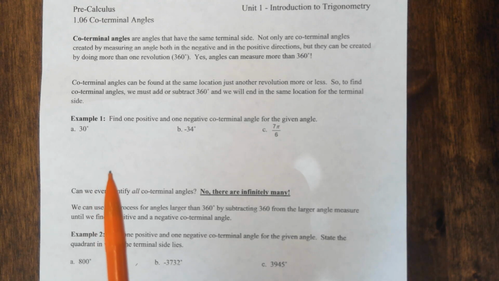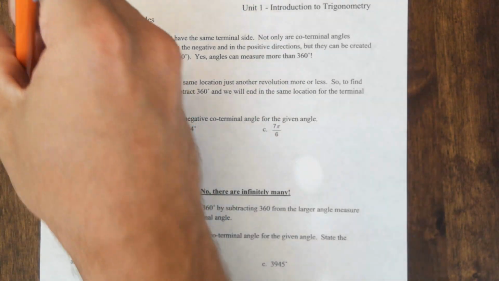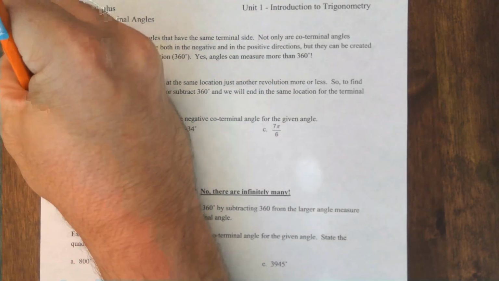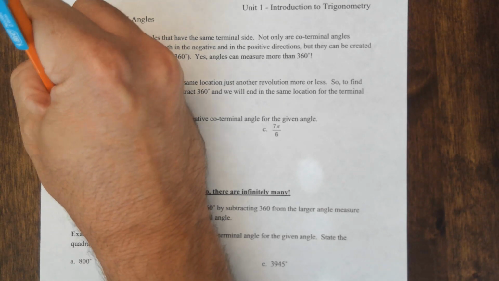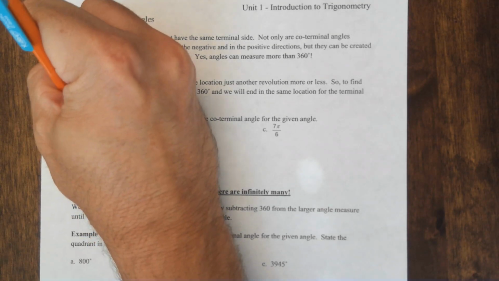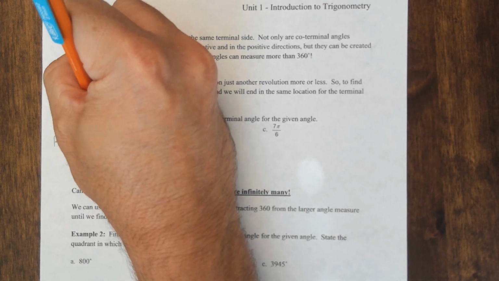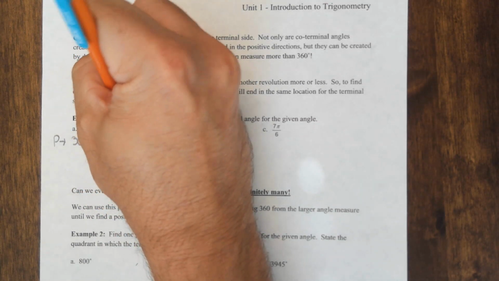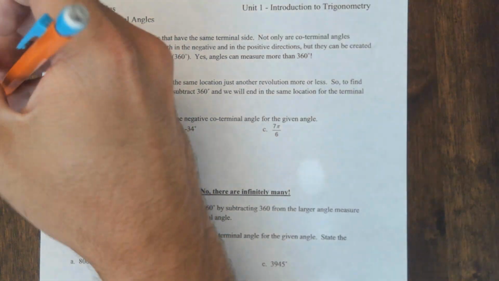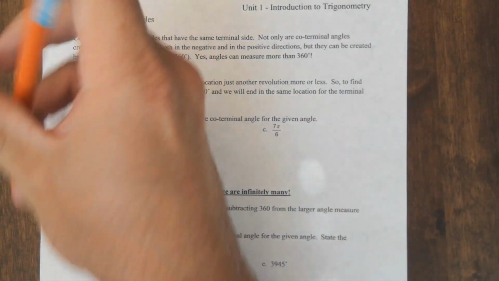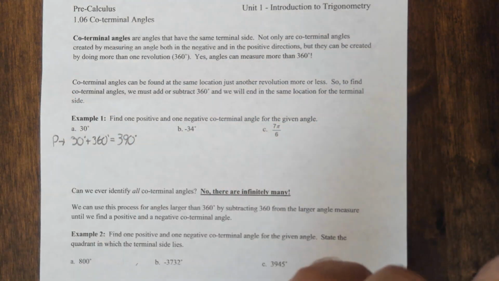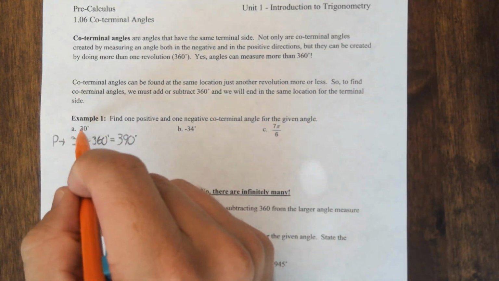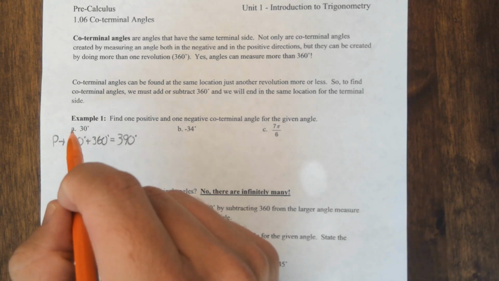When I look at this first problem, 30 degrees, a positive angle to that is just going to be this. I'm going to take that 30 degrees and add 360 to it, and when I do that, I get 390. Done. That's my positive angle. And there's multiple ones. If you wanted to add 360 twice, so add another 360 to that, that could be your positive angle. You just need another positive coterminal angle that is not 30 degrees.